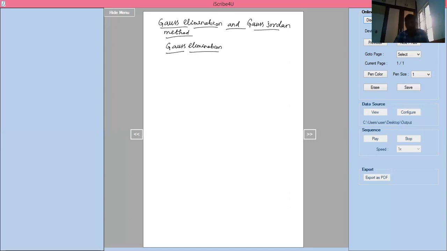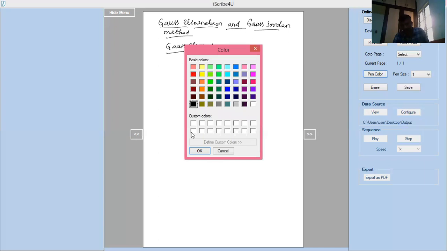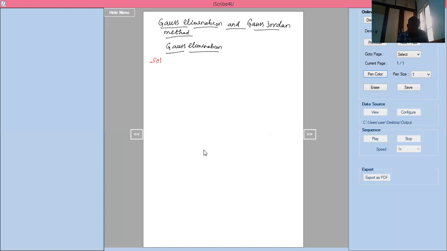Right. First problem. Solve the system of equations: x plus y plus z equal to 9, x minus 2y plus 3z equal to 8, 2x plus y minus z equal to 3.